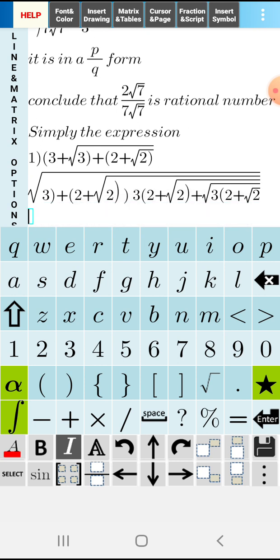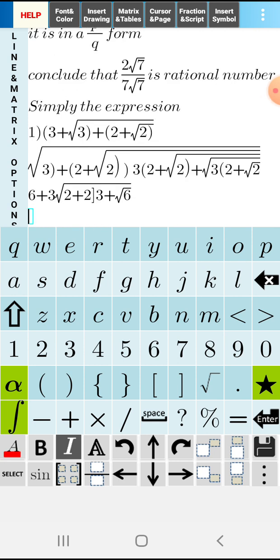So what you get is 6 plus 3 root 2, plus 2 root 3, plus root 6 when you solve this equation. So this is the answer. Like this you have to do the square and solve.